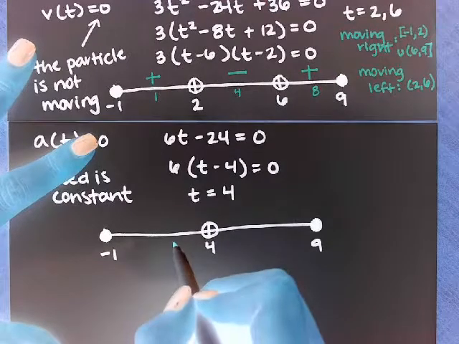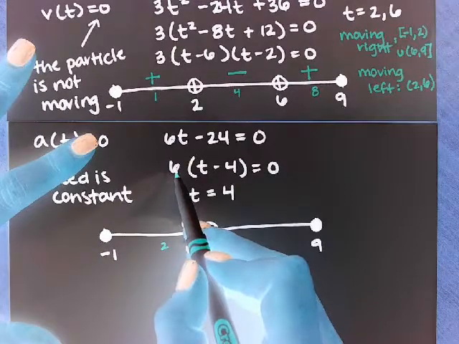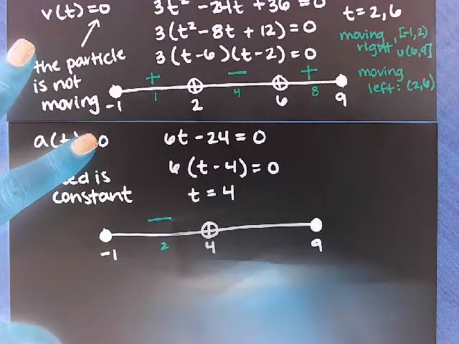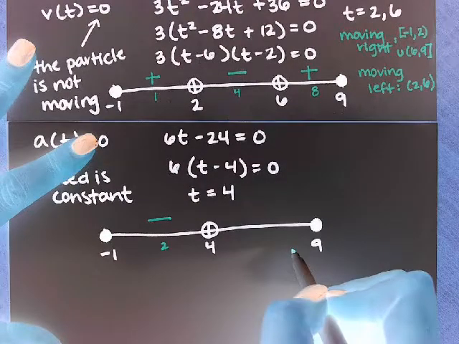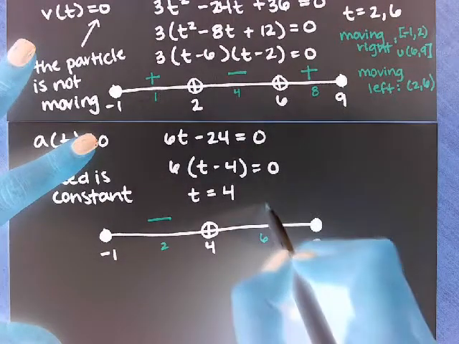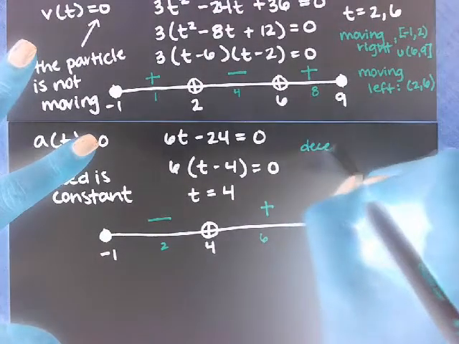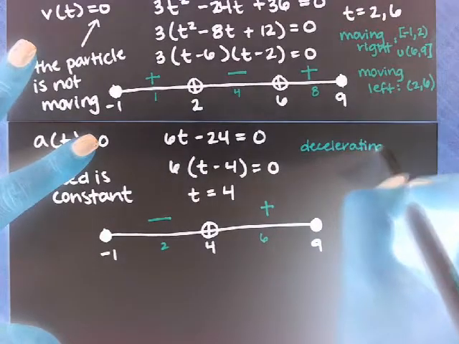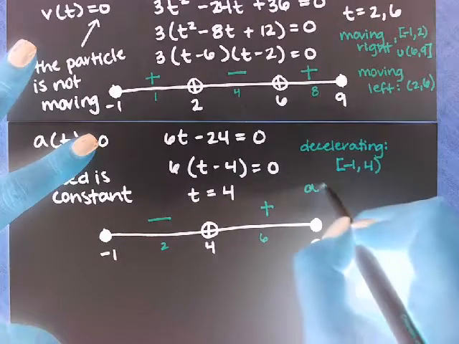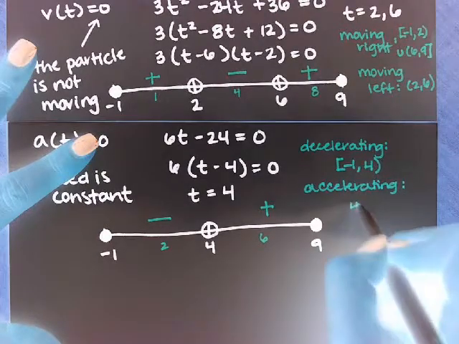All right, so pick a number between -1 and 4. 2. And then we plug it in. So we have a positive, and then 2 minus 4 is a negative, so positive times negative, negative. And then a number between 4 and 9? 6, all right. Plug it in, we've got a positive times a positive. Okay, so our conclusion is that we are decelerating with 1 C, because we know how to spell it, from -1 to 4. And we are accelerating from 4 to 9.